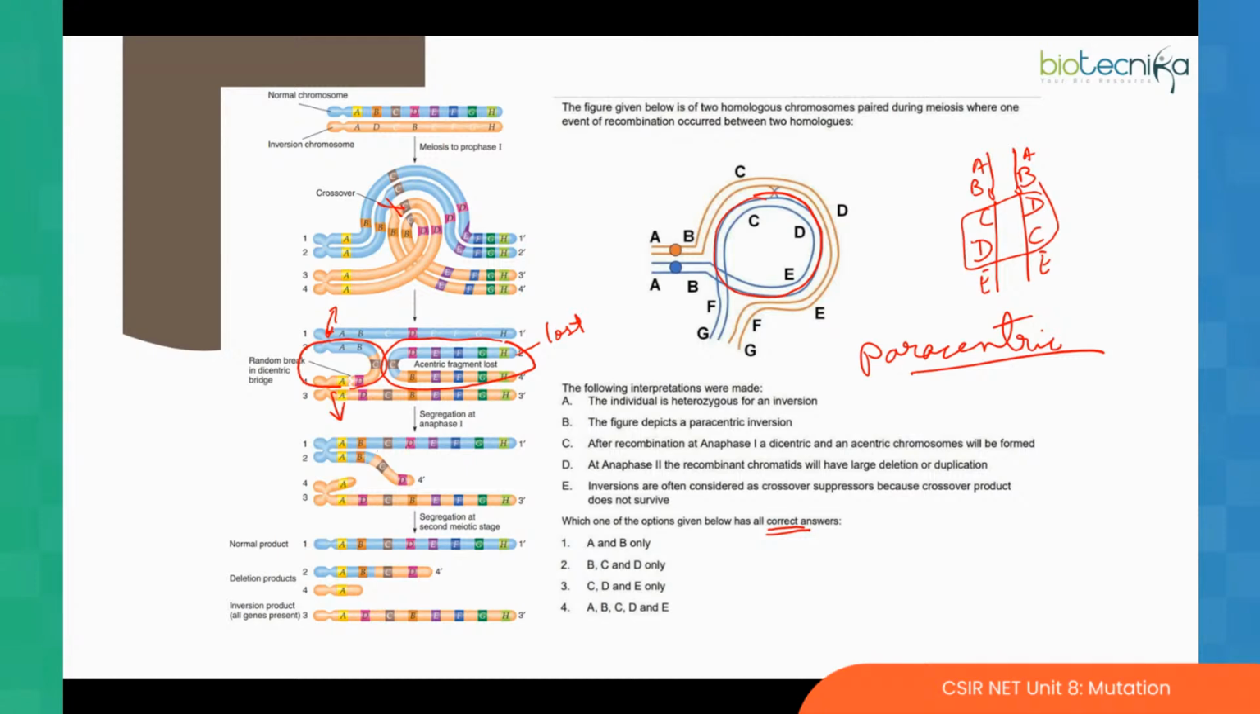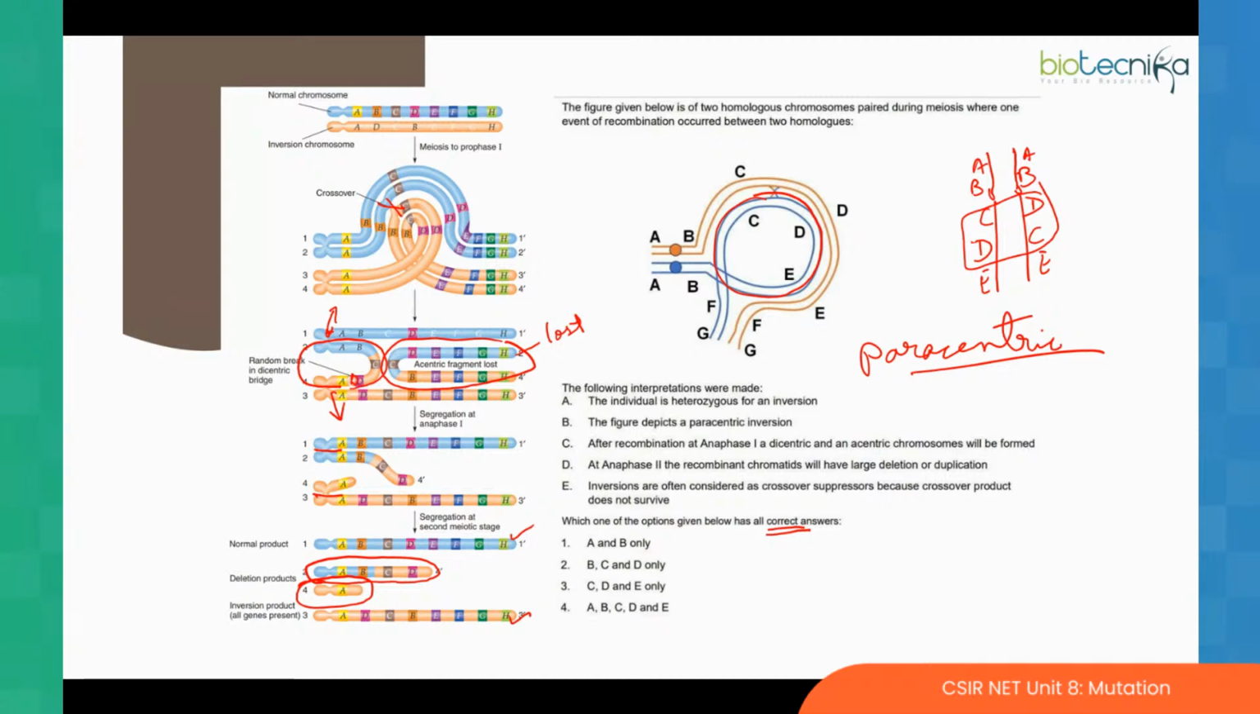At the time of second meiotic division, suppose it got broken here. In the second meiotic division, the chromatids will separate, so all these four chromatids will go to separate gametes. The gametes receiving these two chromatids will be functional and normal, because they have all the genes. But the gametes receiving the chromatids that participated in crossing over will be inviable, because there is deletion of genes.